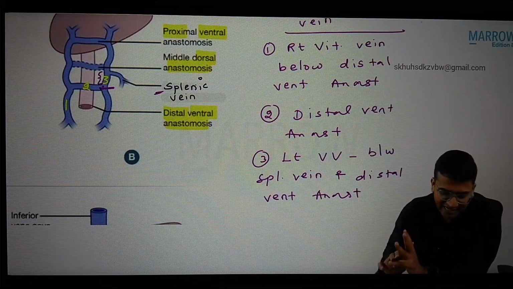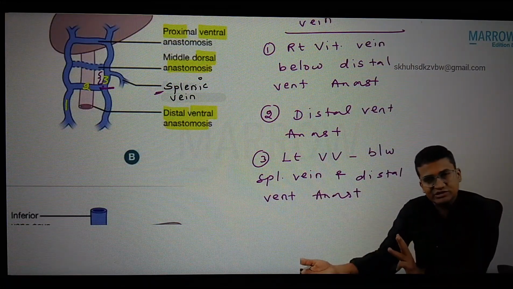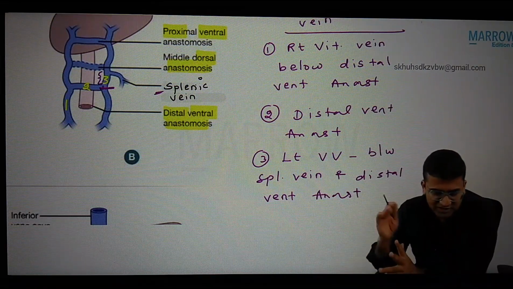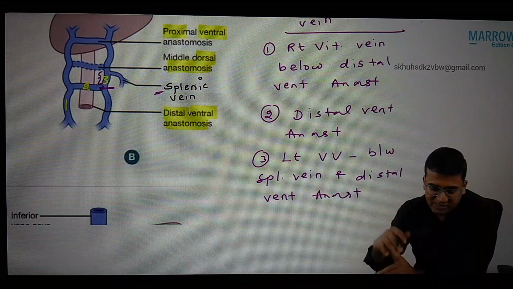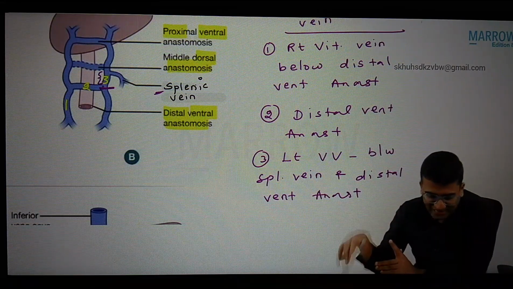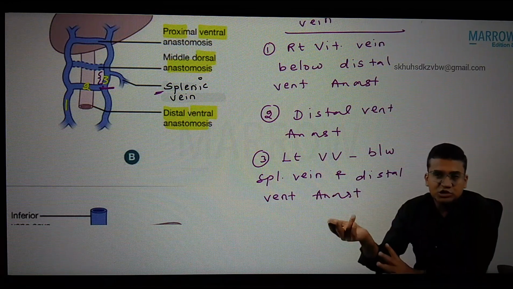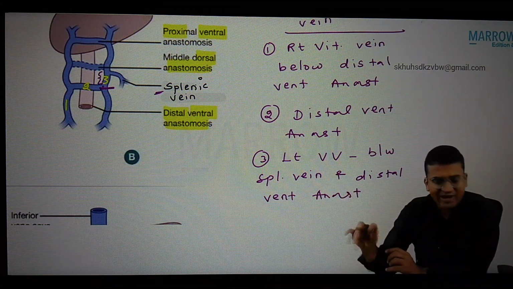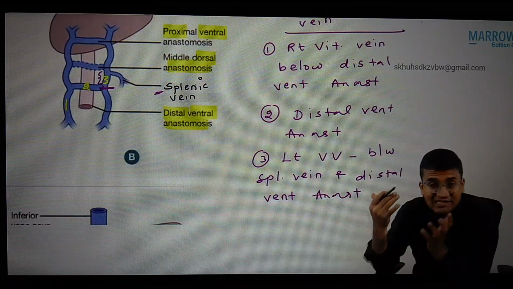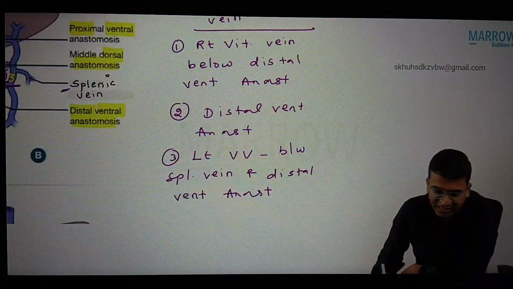What is number 1? Right vitelline vein, which is present below the distal ventral anastomosis. Okay. What is number 2? Distal ventral anastomosis. What is number 3? Left vitelline vein, which is present between the splenic vein and distal ventral anastomosis. Is that clear? So, superior mesenteric vein derived from both right vitelline vein and left vitelline vein, but major contribution for the superior mesenteric vein is given by right vitelline vein.